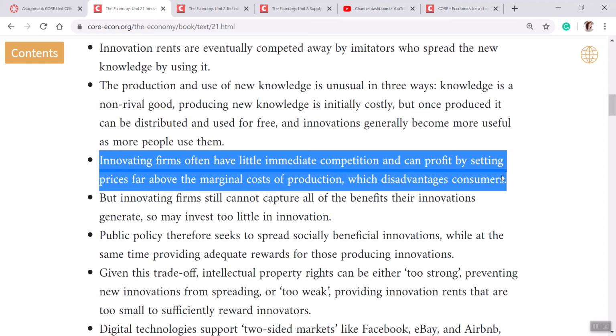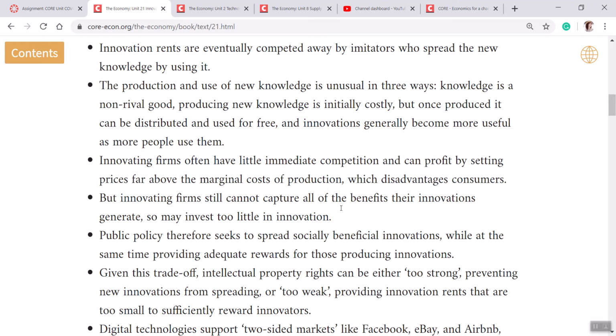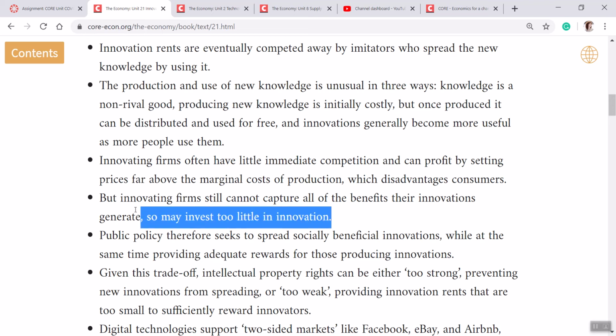So that's why we see that new pharmaceuticals are very expensive. And then later you start seeing the generic versions come out, right? But the initial original versions are very expensive.